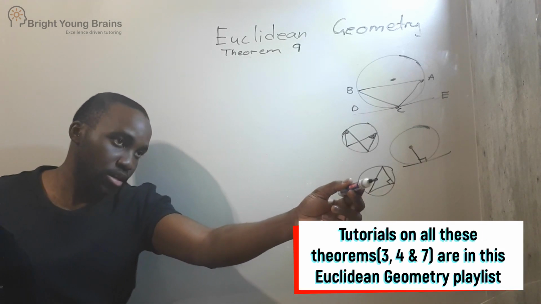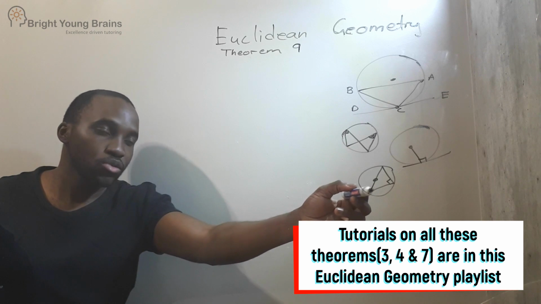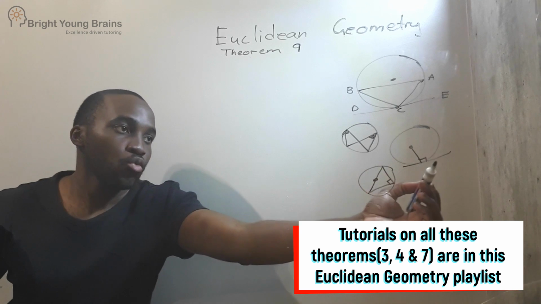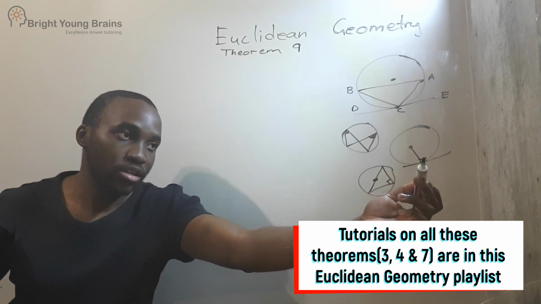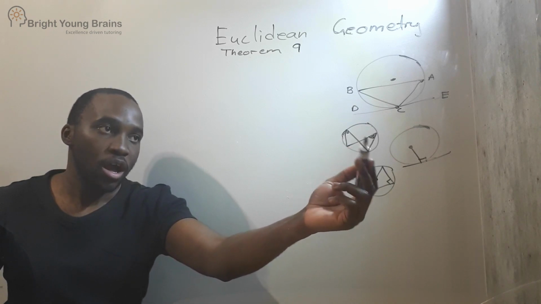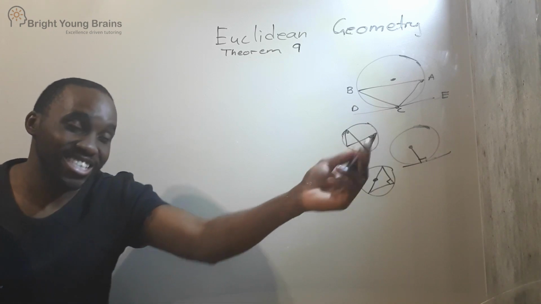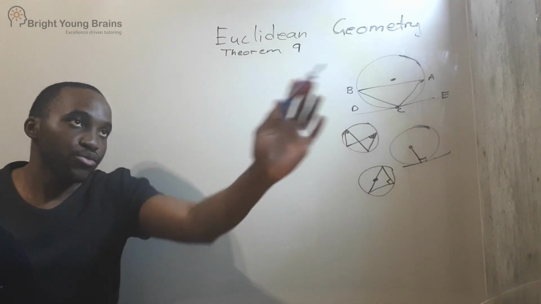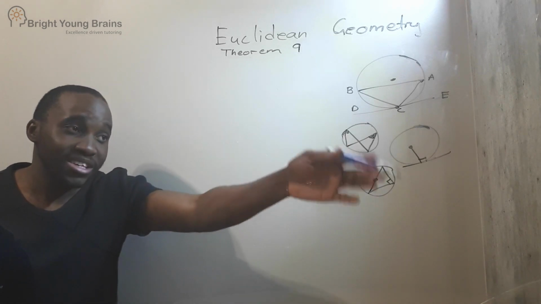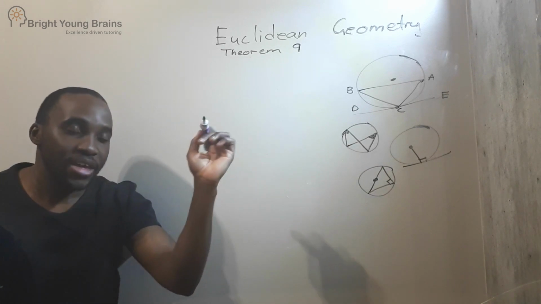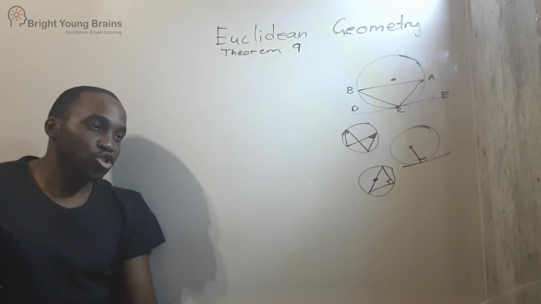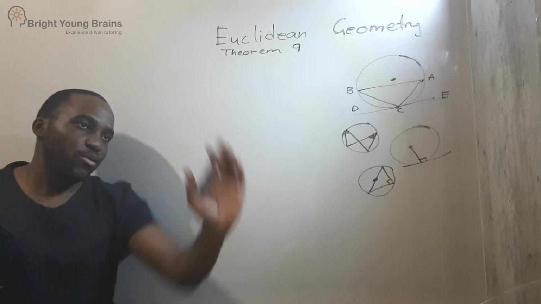The theorem that states that an angle subtended by the diameter of a circle is equal to 90 degrees. A line that is the radius of a circle will always meet a tangent at an angle of 90 degrees. And then the third one is that angles subtended by the same arc are equal. We're going to use these three theorems to prove theorem 9. So you see, theorem 9 is quite chunky. If you're not familiar or comfortable with these, then it's best that you go through the previous tutorials in this Euclidean geometry playlist before jumping into this.